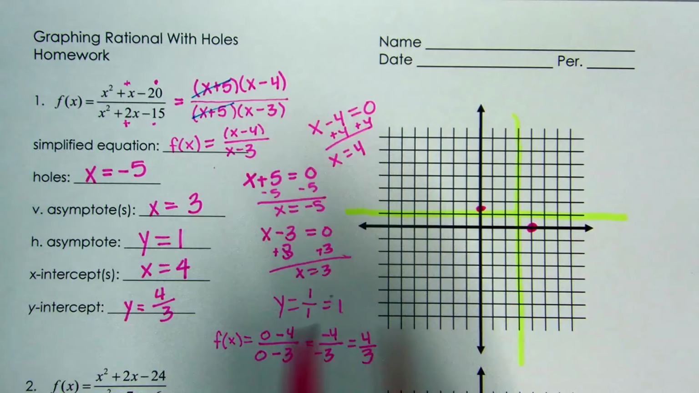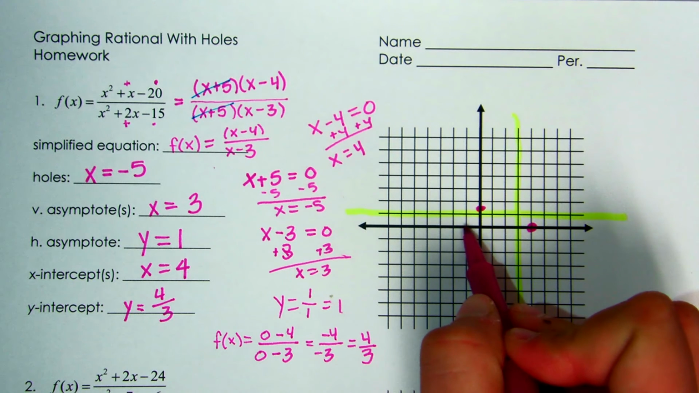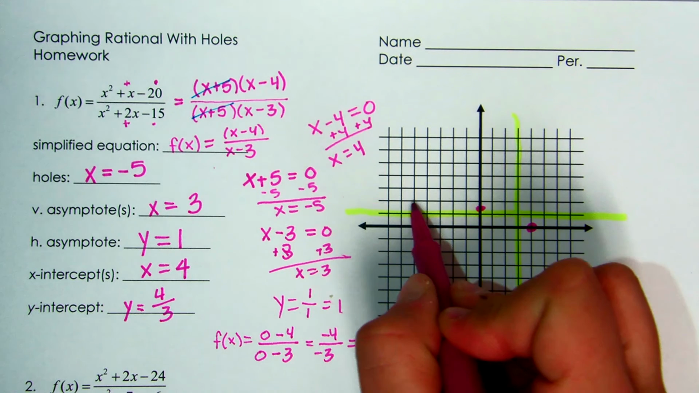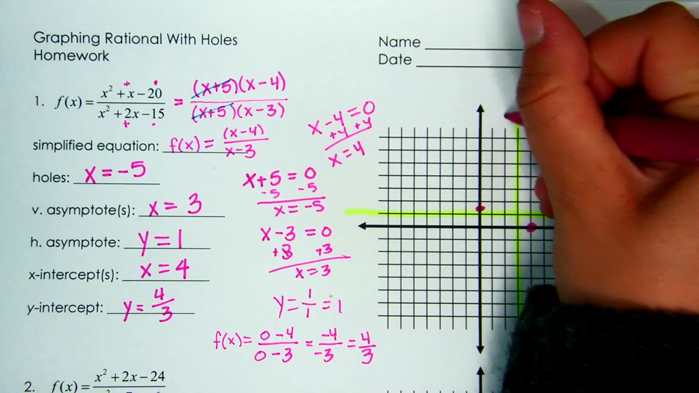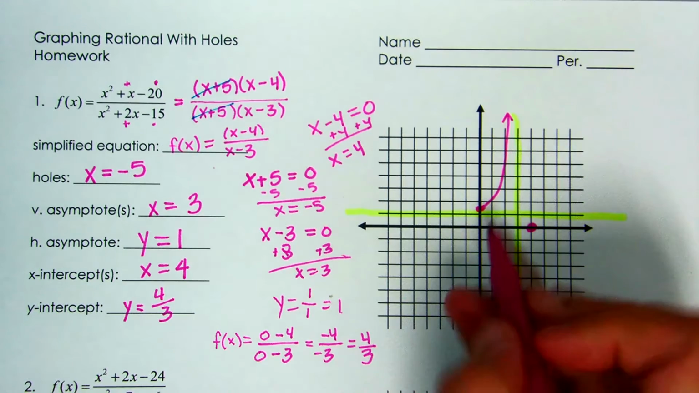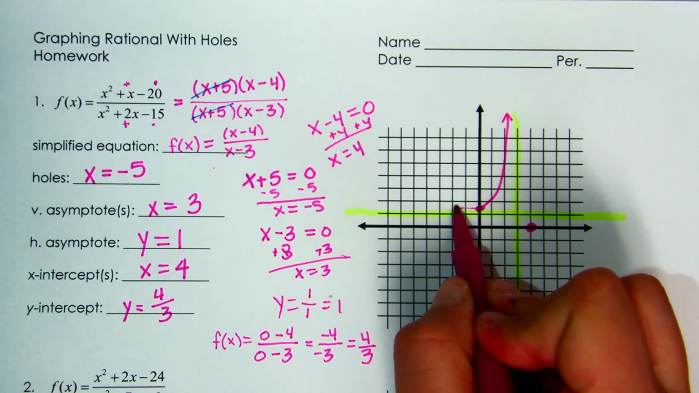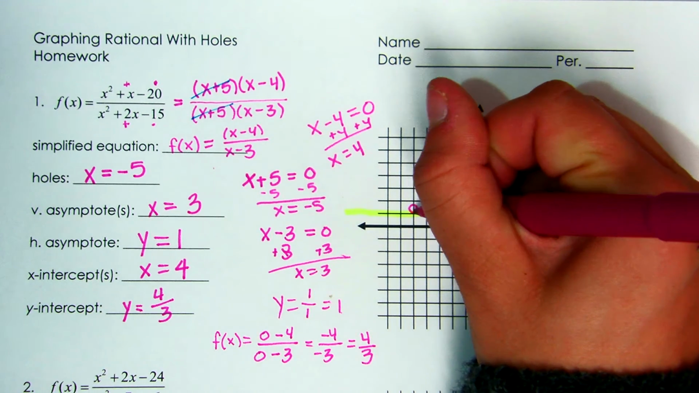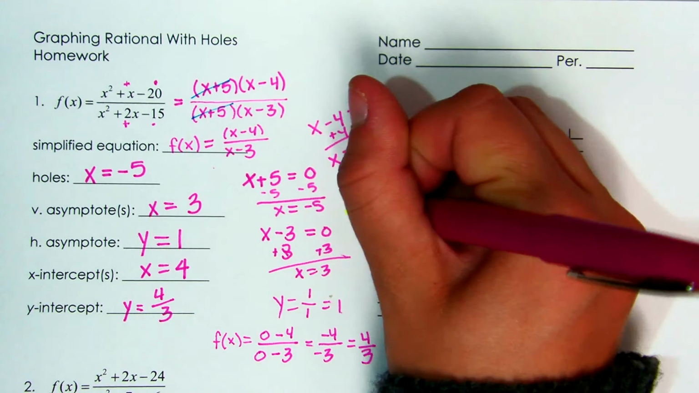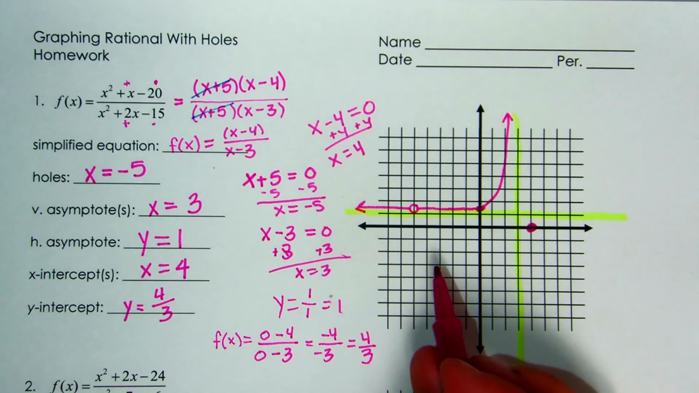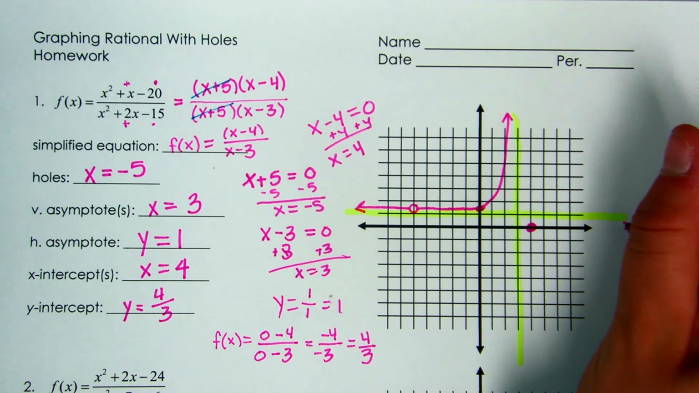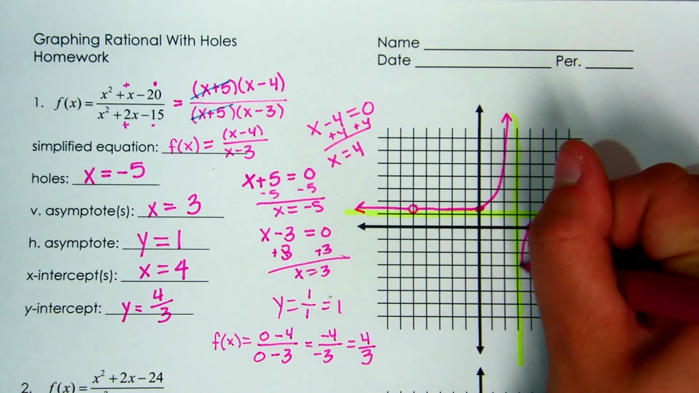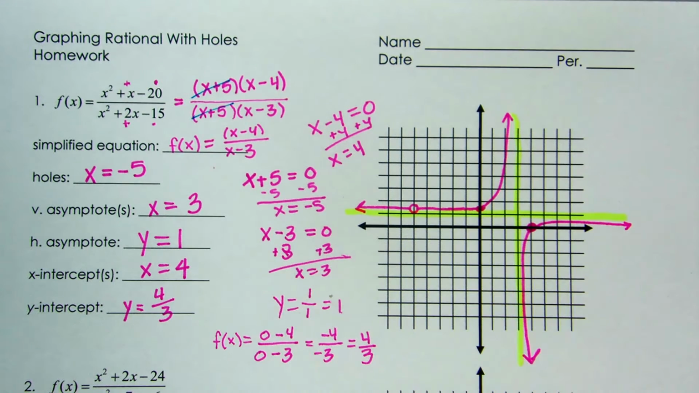When I'm doing my graph here, though, I'm going to have a hole at negative 5. 1, 2, 3, 4, 5. So I'm going to sketch my graph through the y-intercept. There's going to be a hole at negative 5, and then it keeps going. So I draw a little missing piece, and then draw the right side through the x-intercept, and I'm done. Now on to number 2.